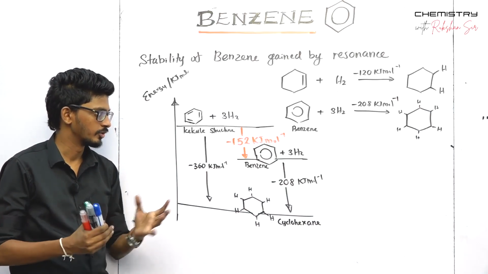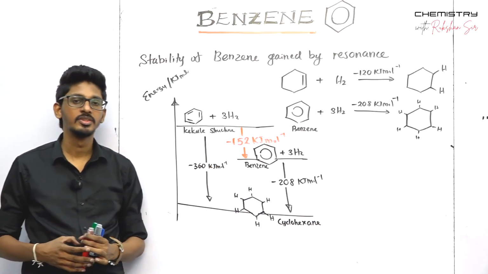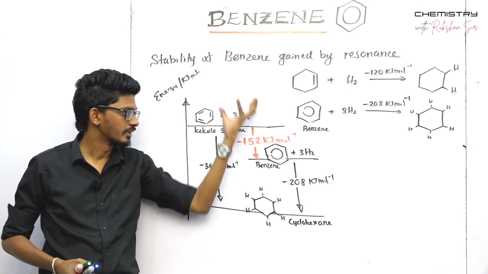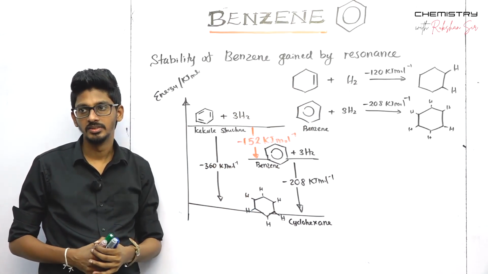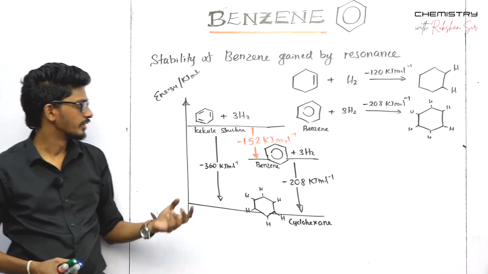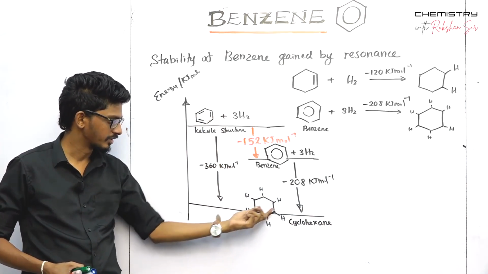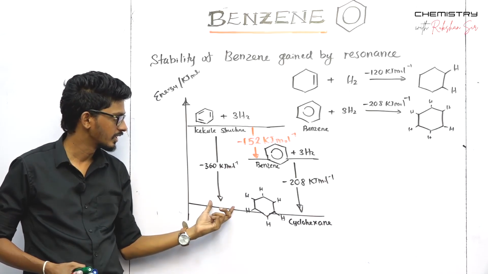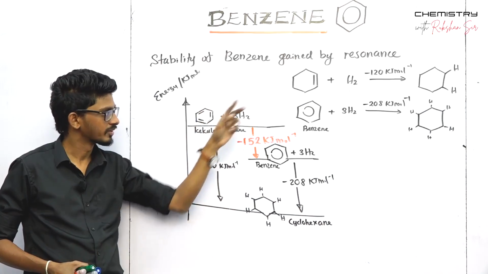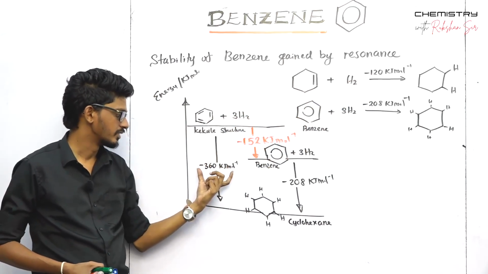Okay. So in the 2020 paper, they asked this question: what is the resonance stabilization energy of benzene? They provided these two things, and asked you to construct an energy diagram and calculate the answer. This diagram is clear, no? This is the energy needed to convert the Kekulé structure to cyclohexane. To convert it, you need to hydrogenate 3 of the pi bonds. One pi bond needs 120 energy, so 3 pi bonds need 360.